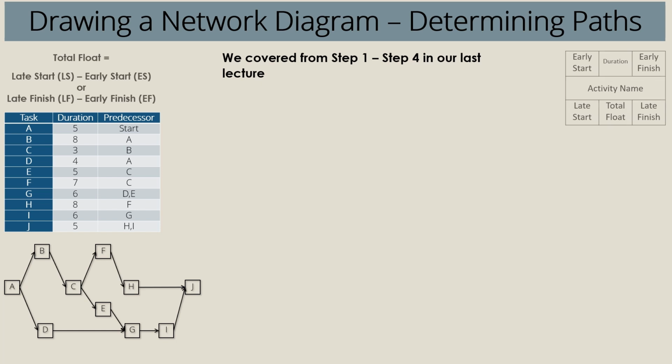The float of activity A, as an example, can be calculated by using either of the two formulas. Total float equals late start minus early start, or total float equals late finish minus early finish. Using either of these two formulas, we find the total float of activity A to be 0. By rule, it is assumed that all the activities that fall on the critical paths, their float values will be equal to 0.